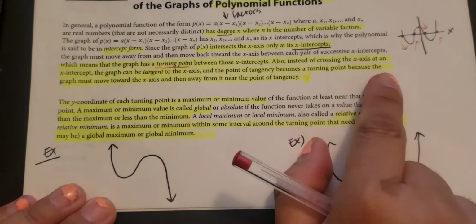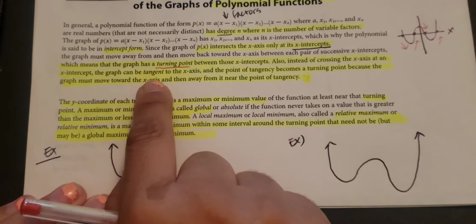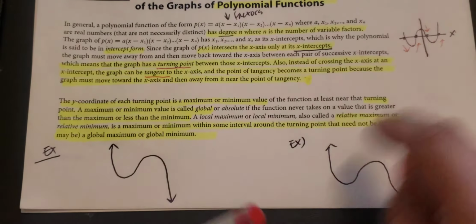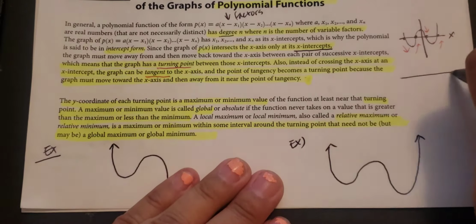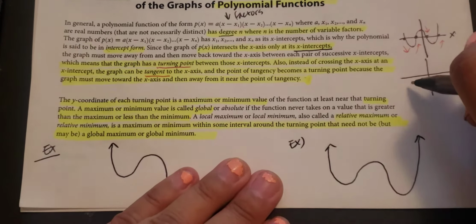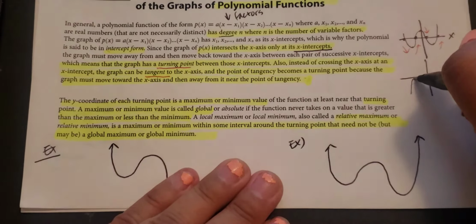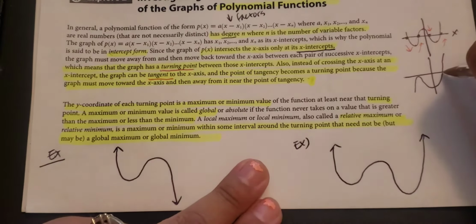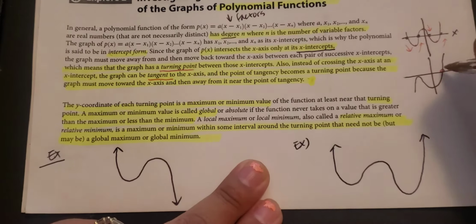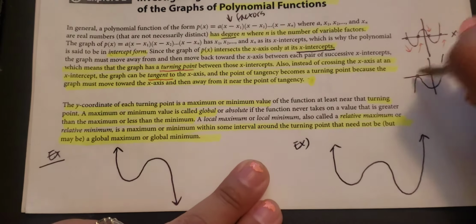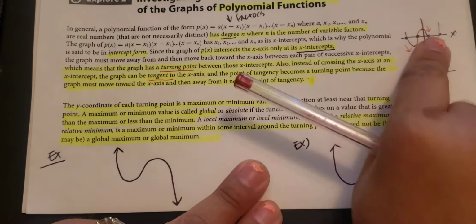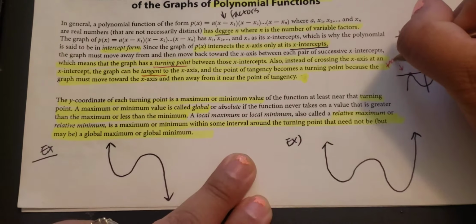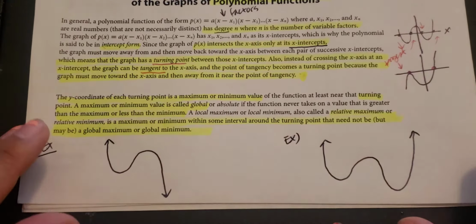Also, instead of crossing the x-axis at an intercept, the graph can be tangent. Okay? So here I showed you where it crosses the x-axis. It could also be tangent. What tangent means is it might do something like this. So here it crosses the x-axis. That's an x-intercept. Here it'll just touch it. Okay? It doesn't go through it. It just touches it. So this means it's tangent. Okay? It'll all make sense once we start doing an example.